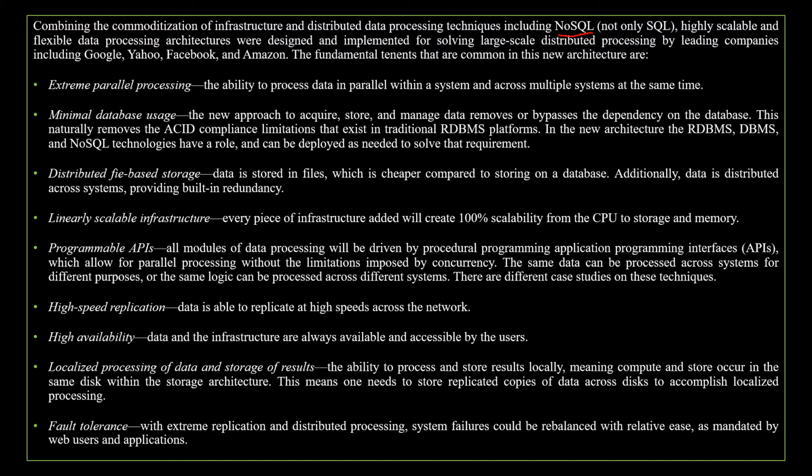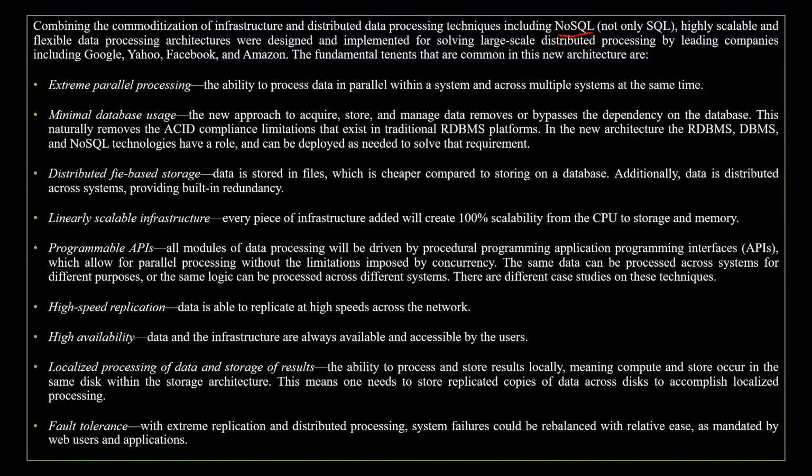And then the third one is distributed file-based storage. Data is stored in files, which is cheaper compared to storing it in a database. So it's no longer on the database. Additionally, data is distributed across systems, providing built-in redundancy. And then linearly scalable infrastructure. That means every piece of infrastructure added will create 100% scalability from the CPU to storage and memory. So we want this scalability.